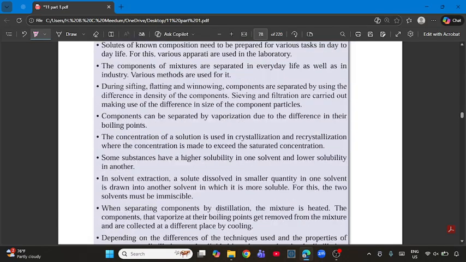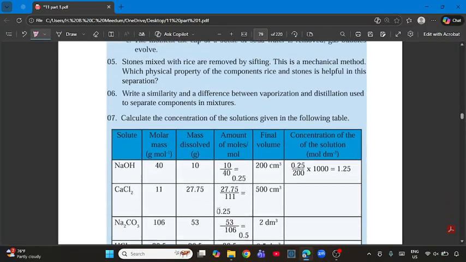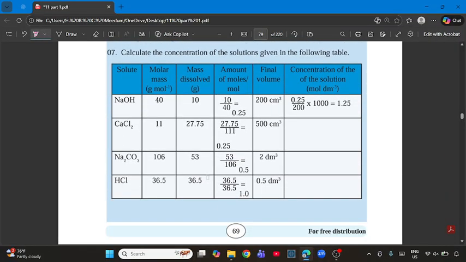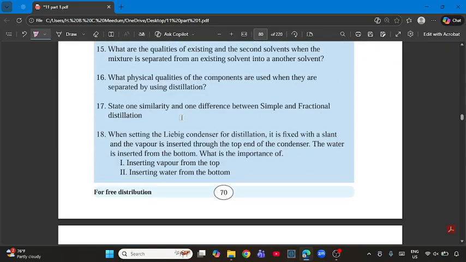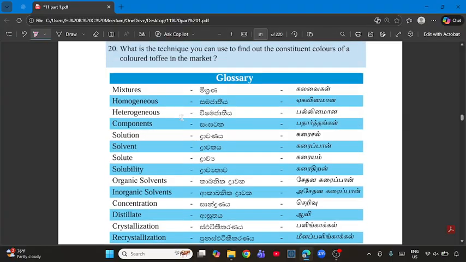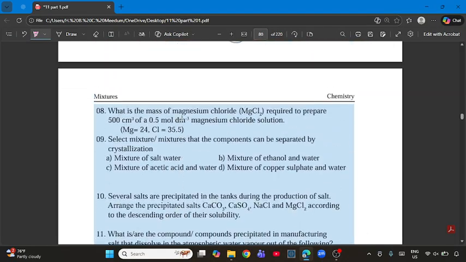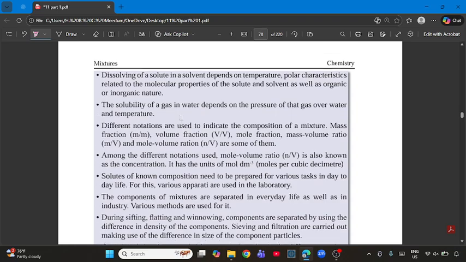So this is a summary. Read it and do the exercise, okay? This part also. Do the whole exercise today, okay? That's all about this lesson. So I'm going to stop here.